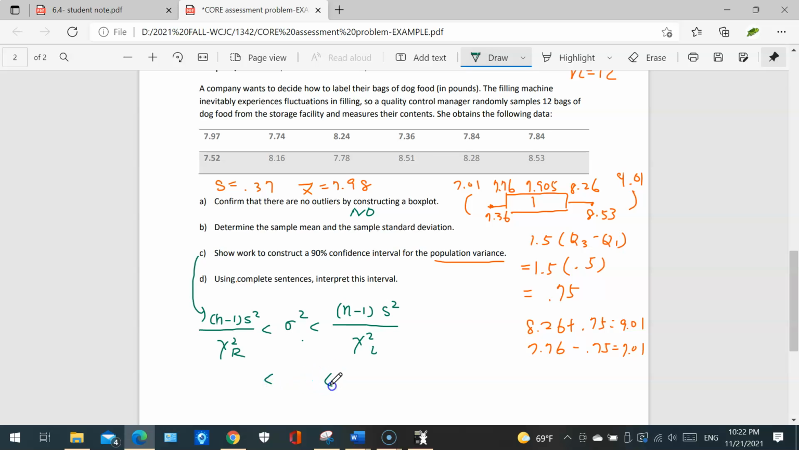Okay, so we solve for this one. N is 12, so when I subtract 1, we get 11, which is the degrees of freedom. Multiply by the sample variance, which is 0.37, and you do the square. Same for the left, you have 11 multiplied by 0.37 squared.